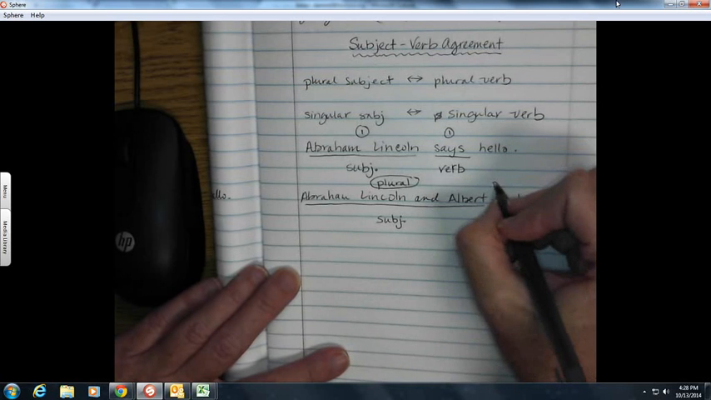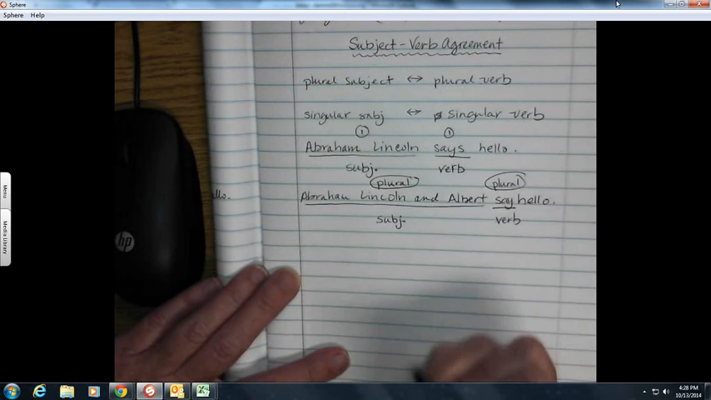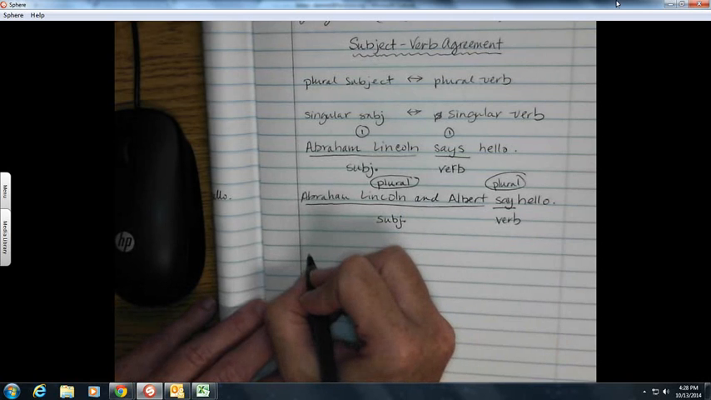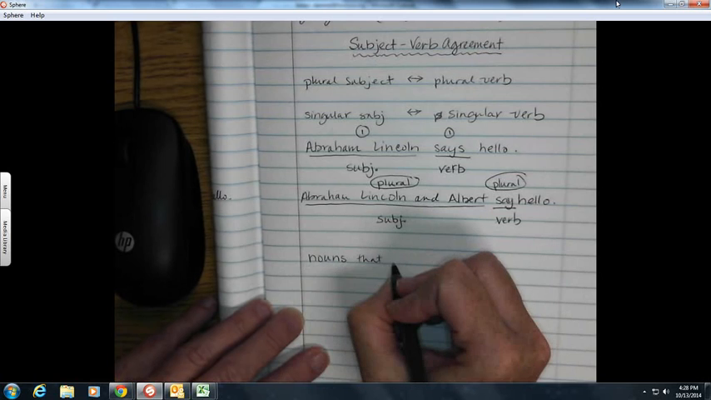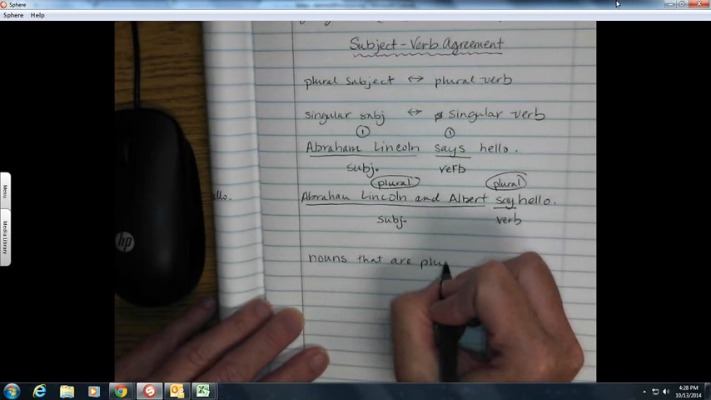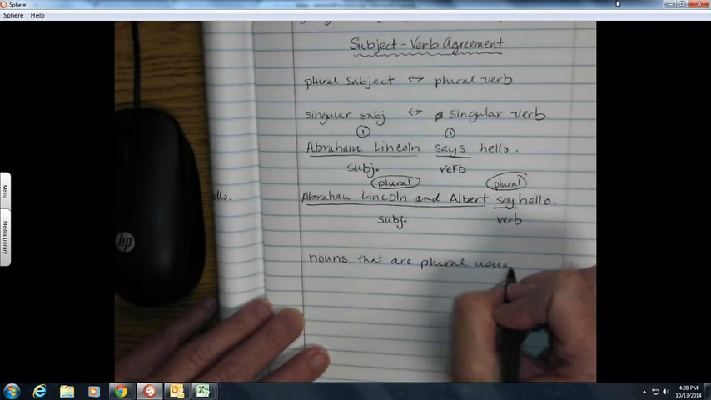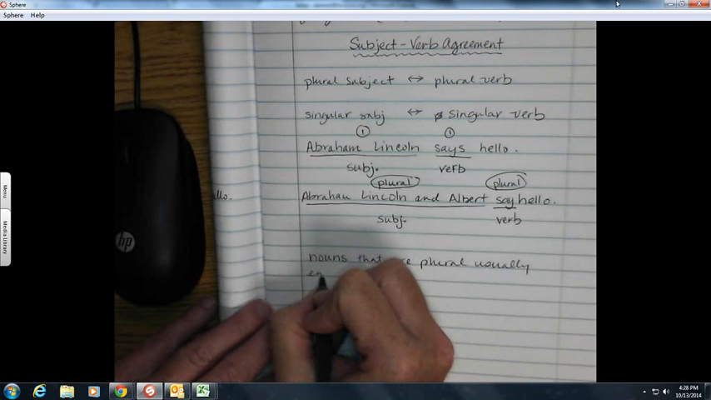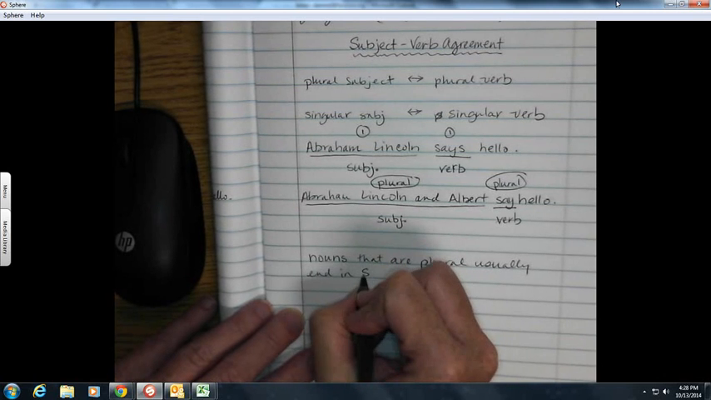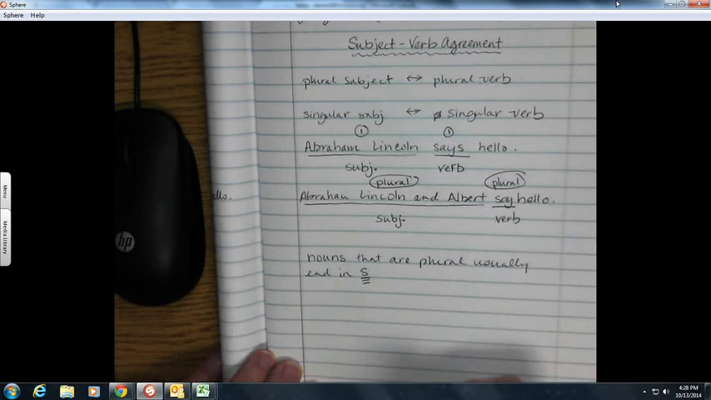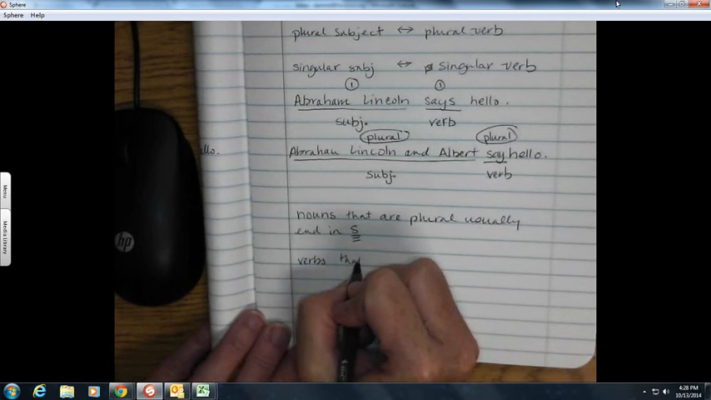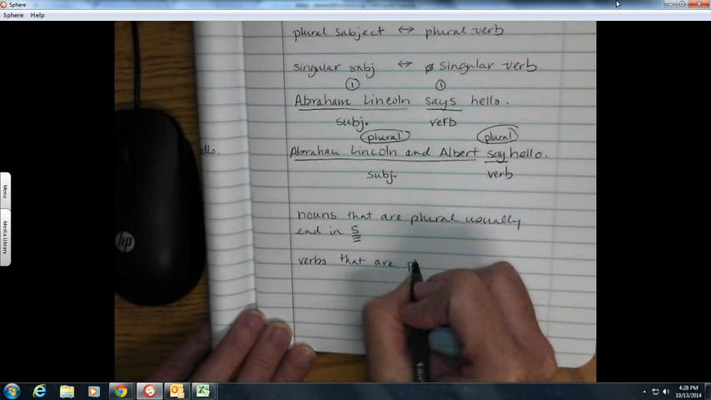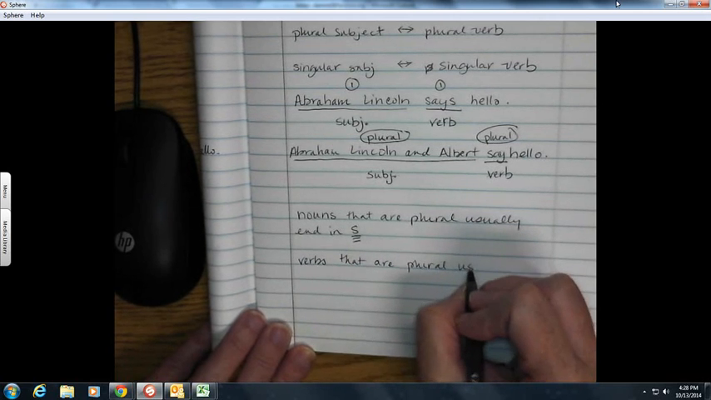Now, it's a little tricky because you are used to nouns that are plural usually ending in S. Verbs that are plural usually do not end in S.